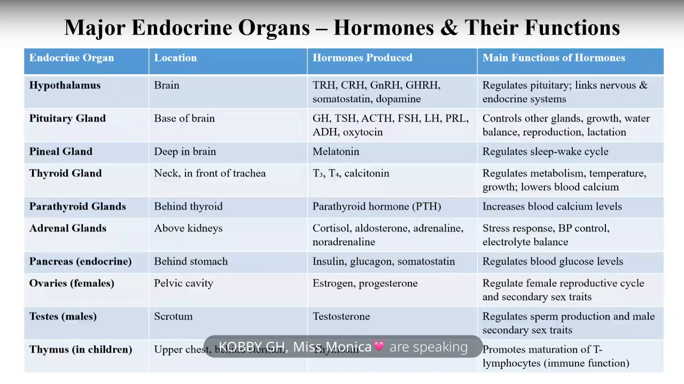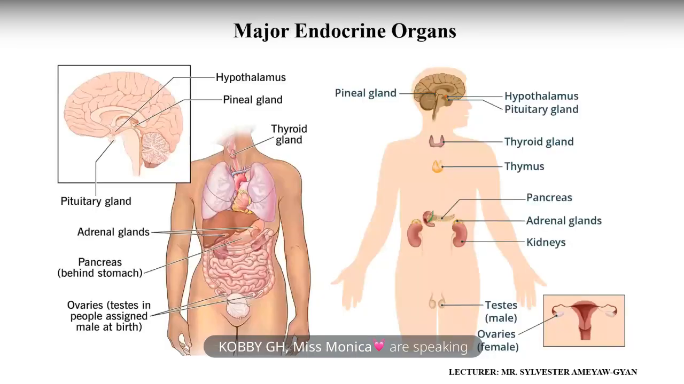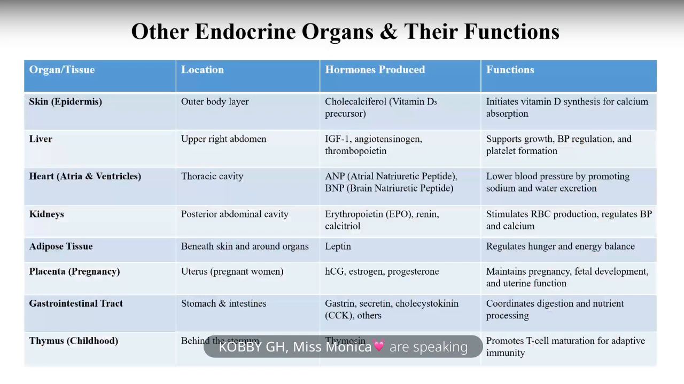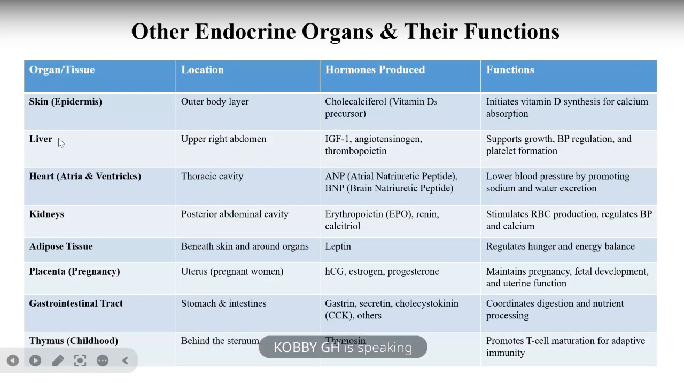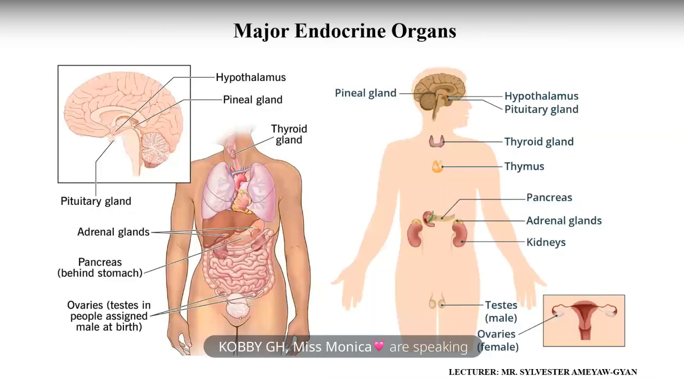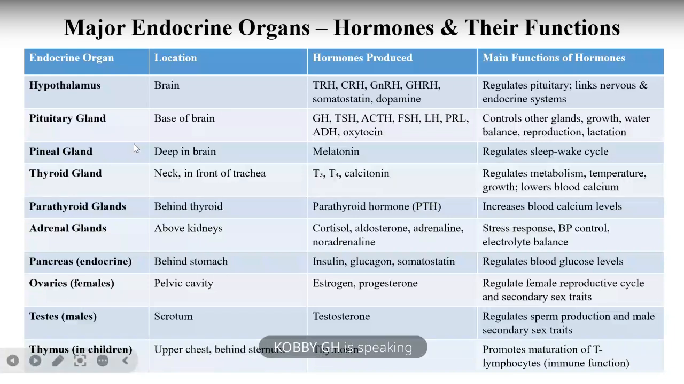For example, the skin produces some hormones. The liver also produces some hormones. The heart also produces some hormones. The kidney produces some hormones. Adipose tissue produces some hormones. Placenta produces some hormones. The gut produces some hormones. So these ones are not major endocrine glands. Is that okay? When we say the major endocrine glands, these are the major endocrine glands.